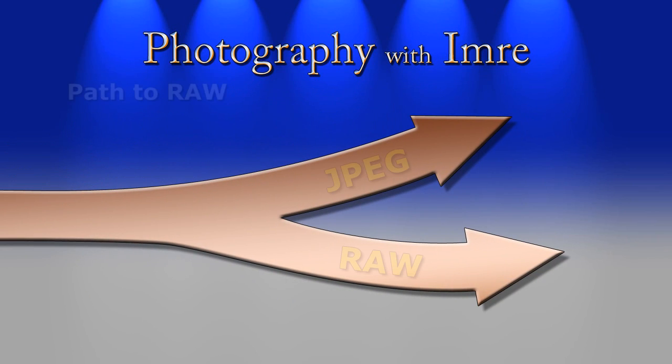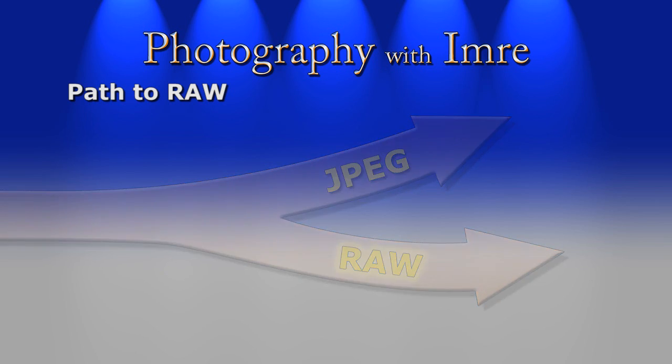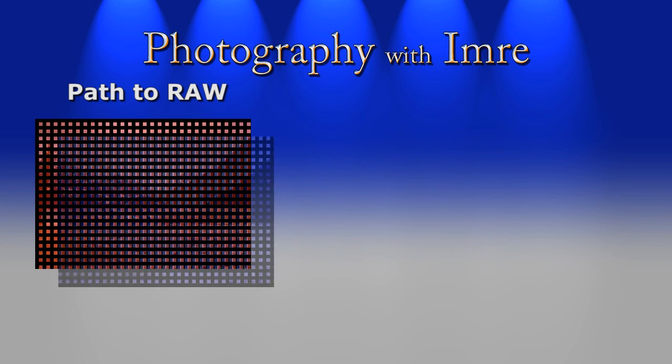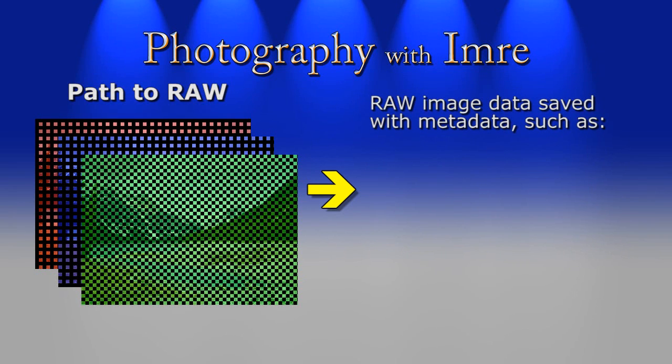We're now going to travel back in time to that fork in the road to see what the camera does when we want our photos to be saved in RAW format. Remember, at this point, all we have is the raw pixel data directly from the camera sensor. So what does the camera do with it? Well, compared to the previous section, not a lot. The camera just saves the raw pixel data more or less as is, along with something called metadata.